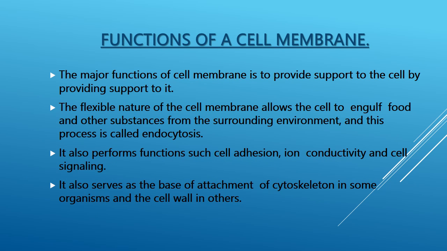So what are the functions of a cell membrane? The major function of the cell membrane is to provide support to the cell body. The flexible nature of the cell membrane allows the cell to engulf food and other substances from its surrounding environment, and this process is known as endocytosis. So what is endocytosis? The process of engulfing food into a cell. It also performs functions such as cell adhesion, sticking to some cells, ion conductivity, movement of ions into and out from the cell, and cell signaling. It also serves as the base of attachment of the cytoskeleton in some organisms and the cell wall in others.